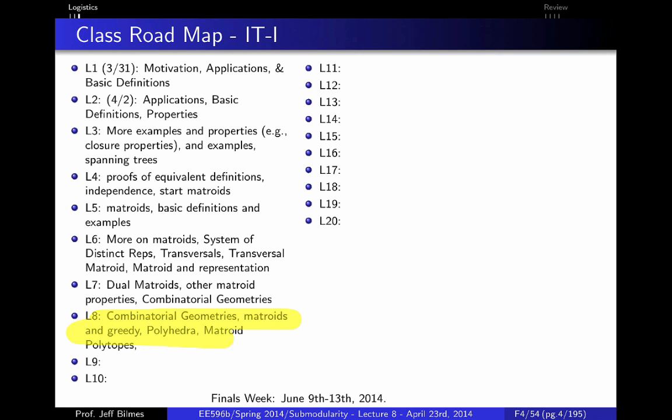Today's lecture 8, so we're going to talk about combinatorial geometries, essentially, which are matroids and why they're called combinatorial geometries. Matroids in the greedy algorithm, which is really important, and then matroid polyhedra.